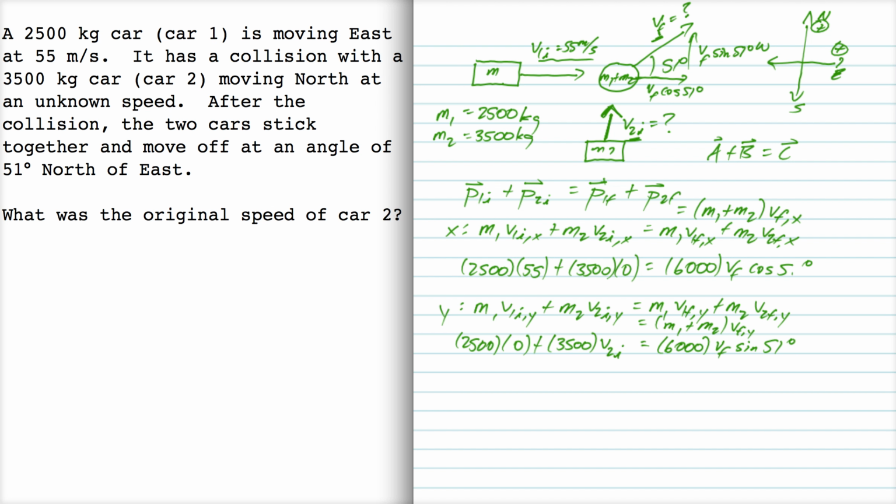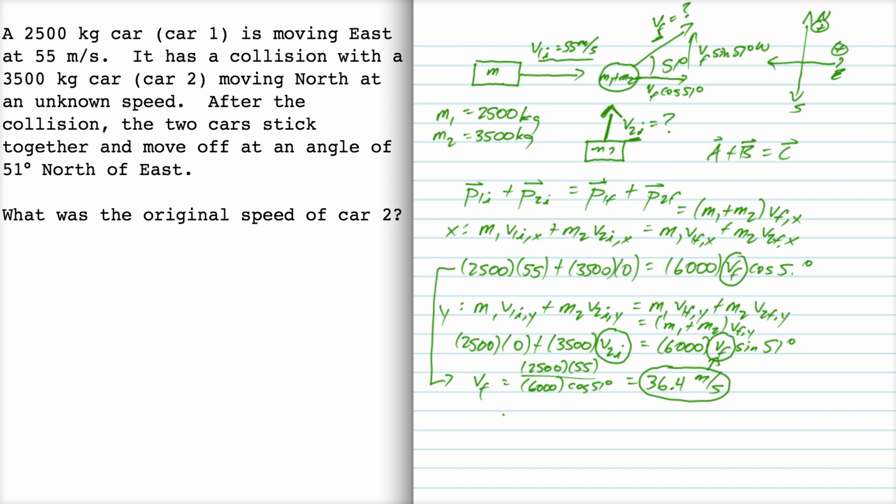Okay, so I've got two equations and two unknowns. My two unknowns are V2I and VF. So let me solve the top equation for VF. I get VF is equal to 2,500 times 55 divided by 6,000 cosine 51. So that works out to be 36.4 meters per second. I'm going to take that value for VF, that's the final velocity of the combined wreck after the collision, and put it right there.